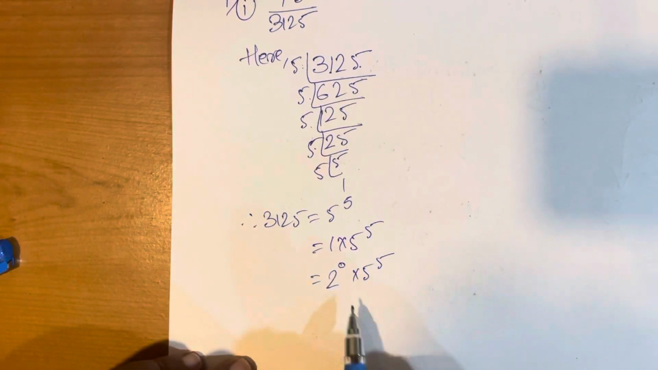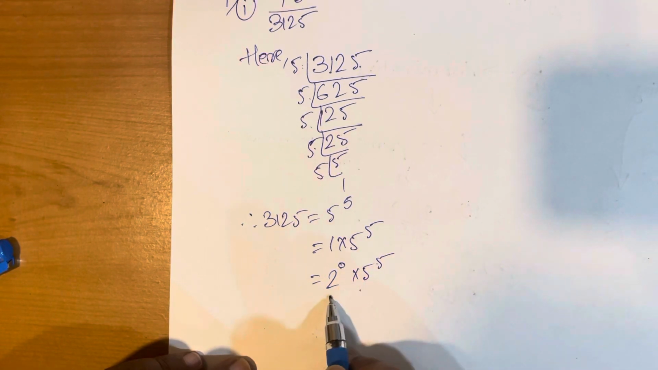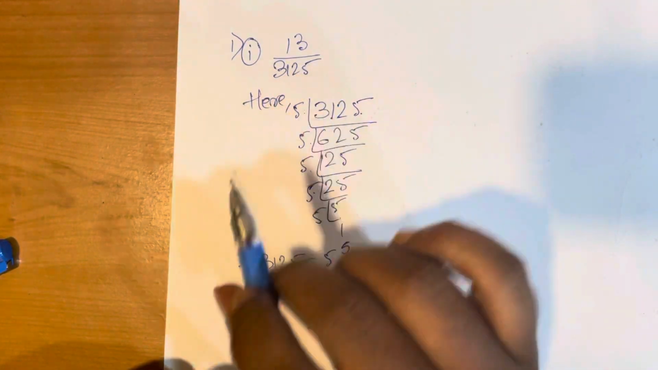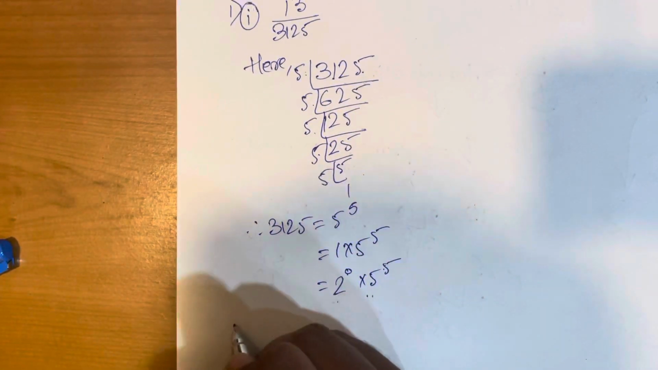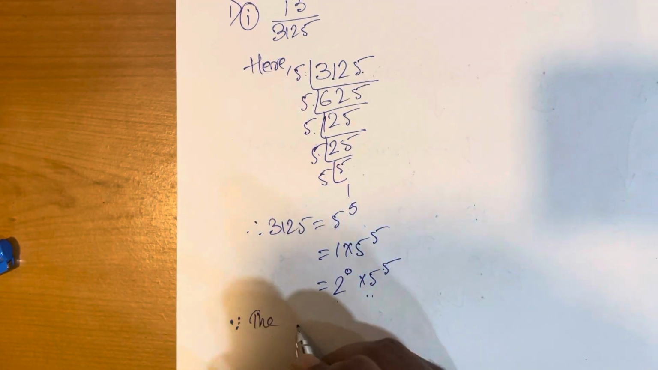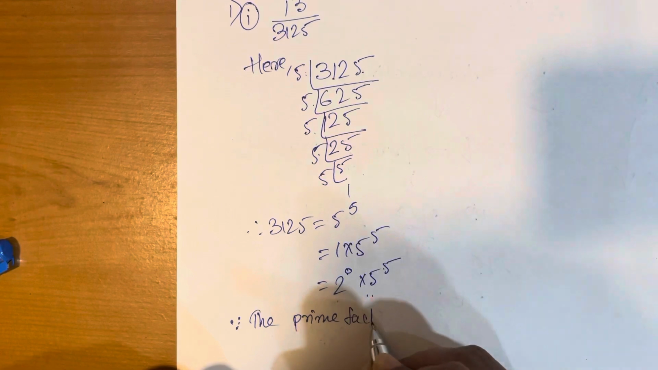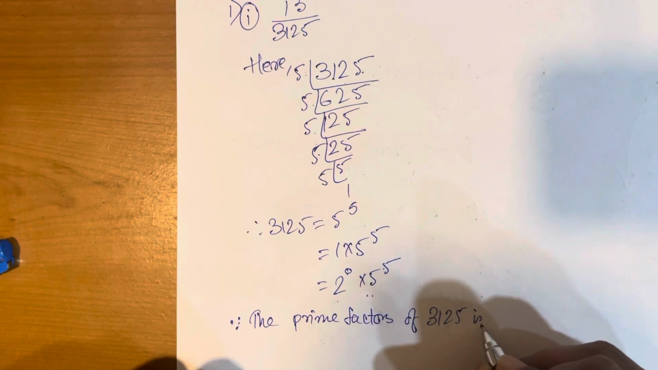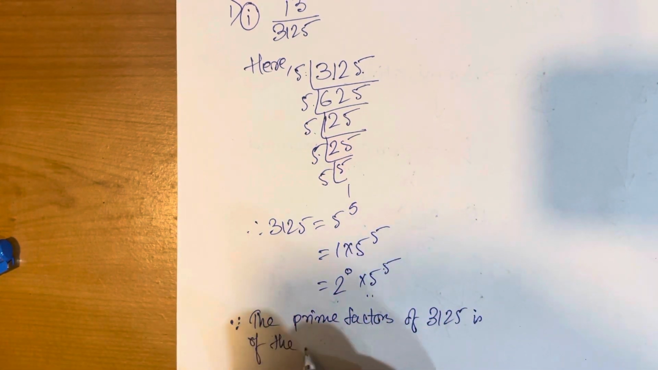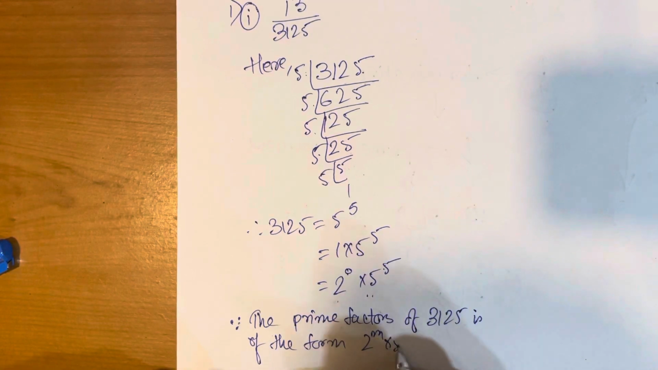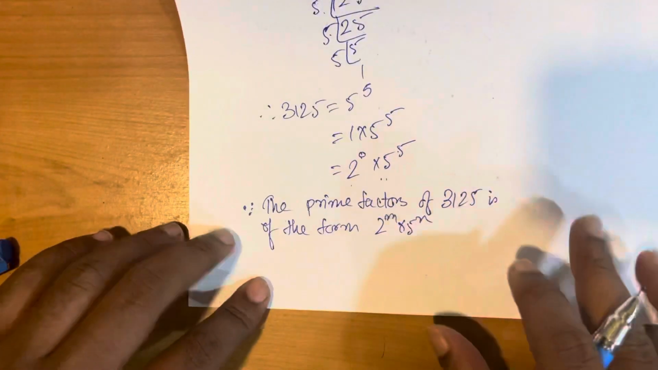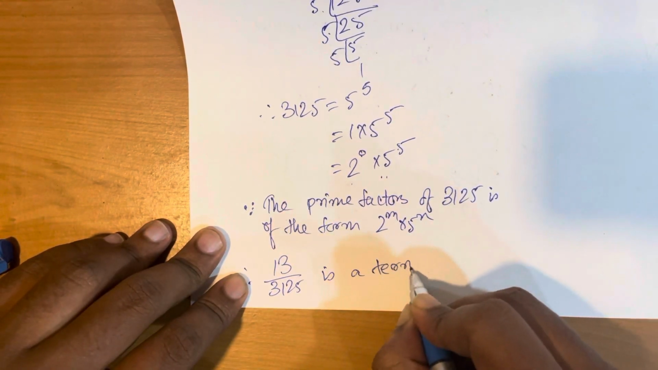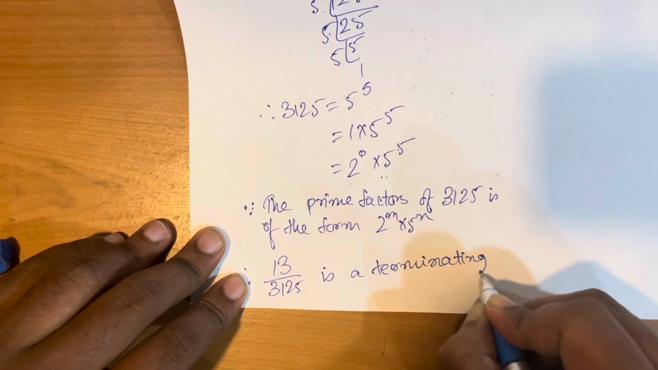Since the prime factorization is of the form 2 to the power 0 into 5 to the power 5, means 2 to the power m into 5 to the power n, therefore this rational number is going to be a terminating one. So since the prime factors of 3125 are of the form 2 to the power m into 5 to the power n, therefore 13/3125 is a terminating decimal.